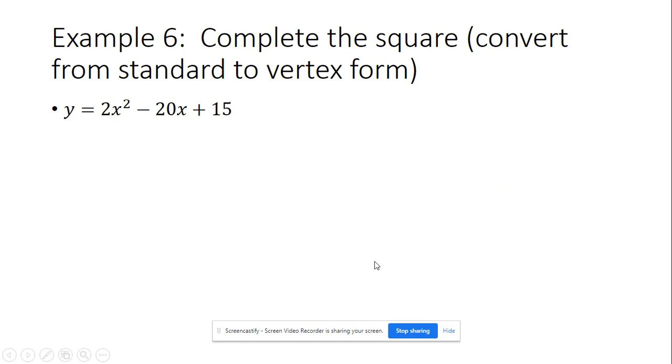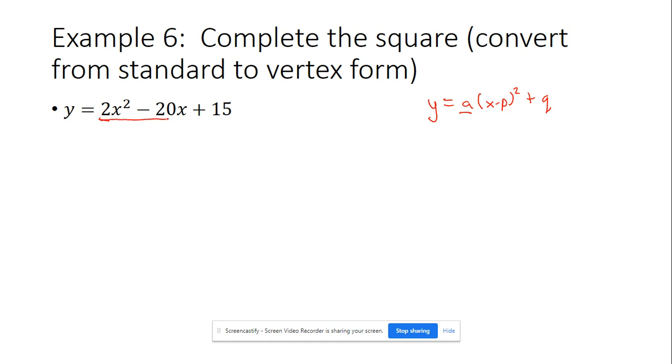Example 6. Now why is example 6 different? Obviously the numbers are different, but more specifically we have a leading coefficient of 2 in this case. What we're trying to get to is a times x minus p squared plus q. The reason I wrote this is that this a is factored out of this part over here.